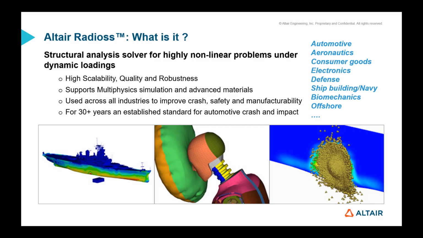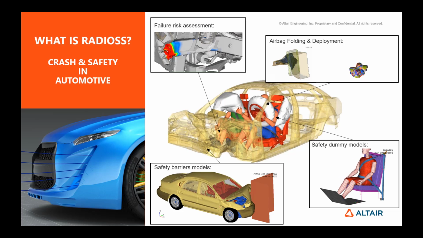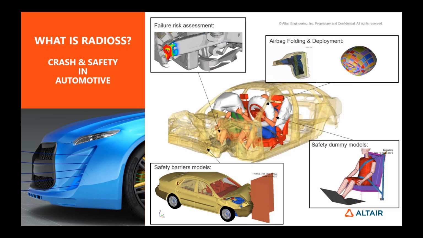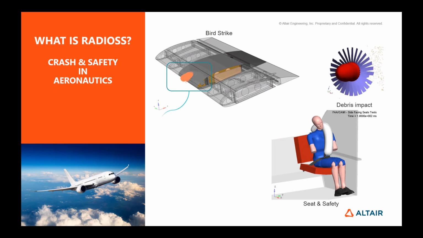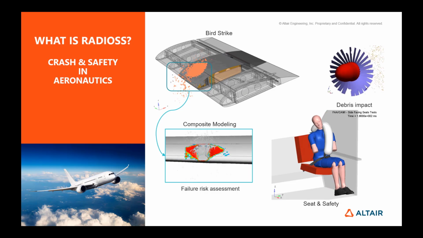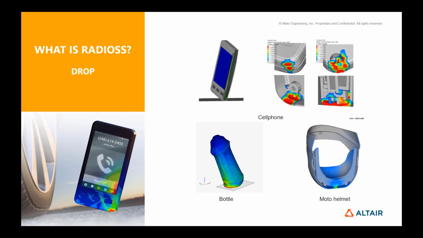Here is a brief overview of Radioss standard applications. The main domain of applications of Radioss is automotive, in which it is used at every level from component to full vehicle, involving ruptures, honeycomb barrier models, dummies and airbags. It is used for the same type of applications in aeronautics, plane crash, occupant safety with dummies, but also for bird strike or debris or hail impacts. Radioss is more and more used for drop tests of different kinds of goods, smartphones, bottles, helmets, and so on.